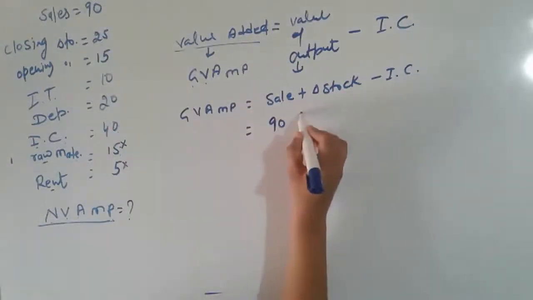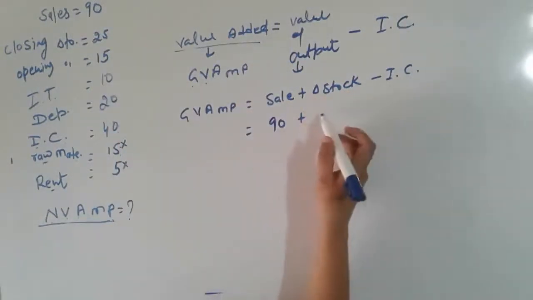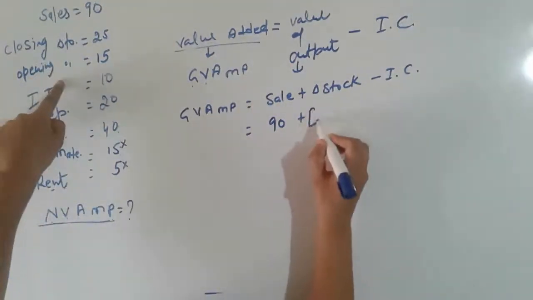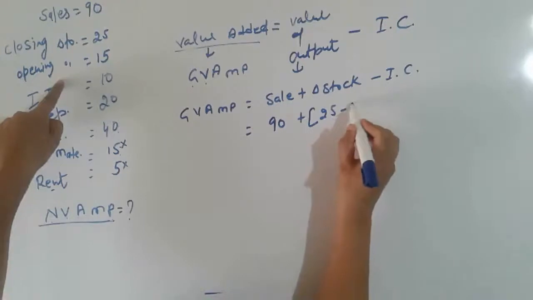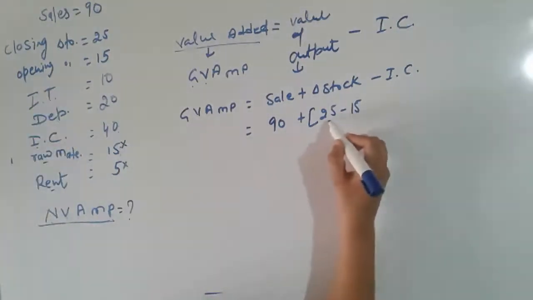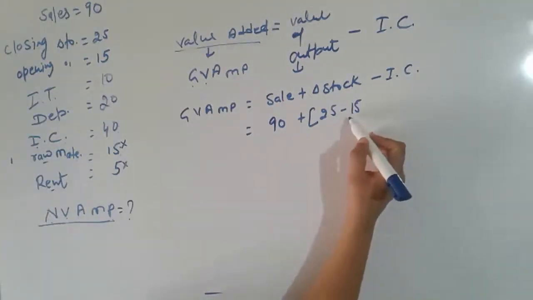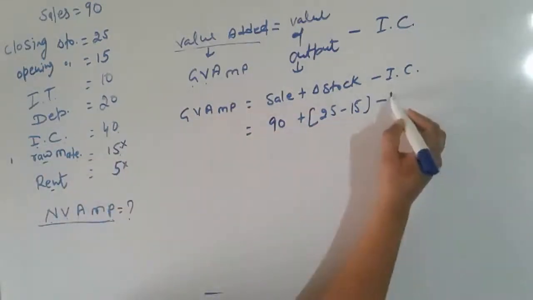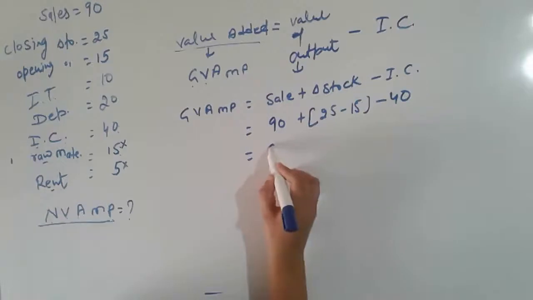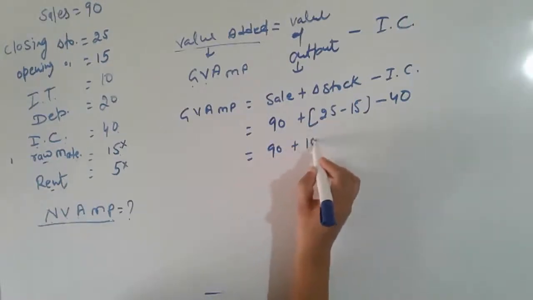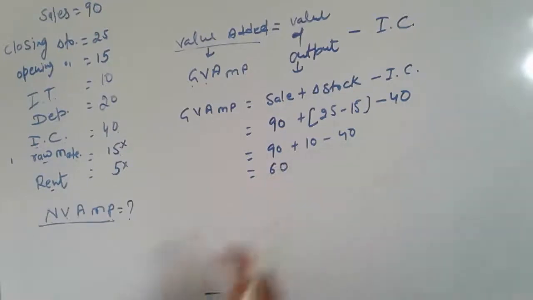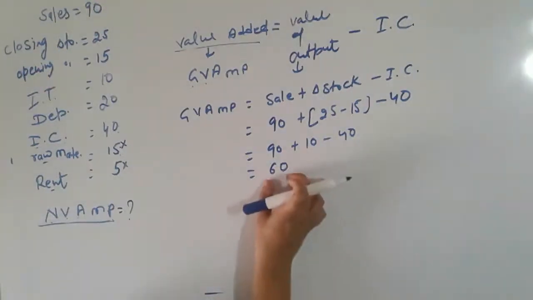Sales are given: 90 plus change in stock. We know that change in stock is closing stock minus opening stock. Closing stock is 25 and opening is 15, minus intermediate consumption, which is 40. By solving this we get 60.